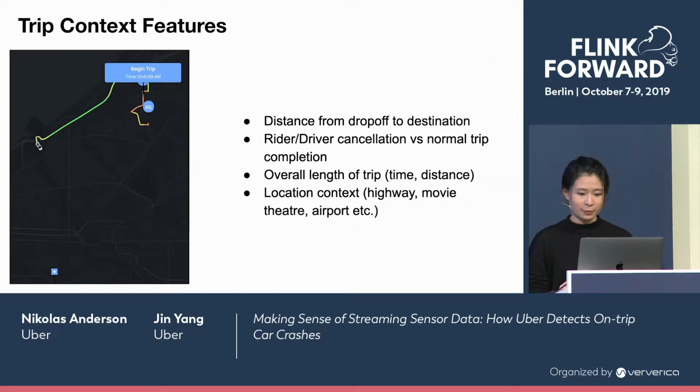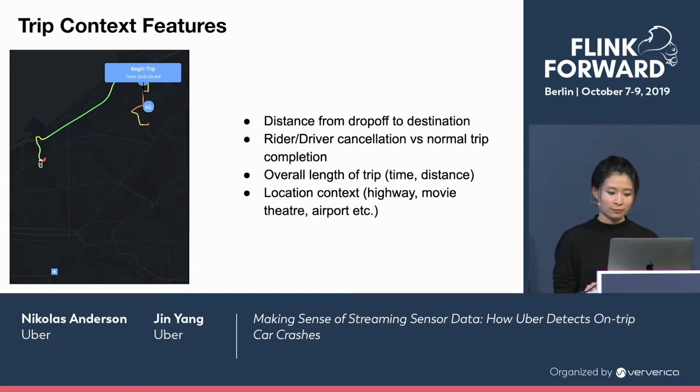From a business perspective, we could infer where the rider is being dropped off and compare that to where he or she intended to be dropped off. We could also check the status of the trip, for example, whether it's canceled or ended normally. And lastly, we also have a location context of where the car is, in terms of whether they're on a busy street, or at a movie theater, or in some compacted area.